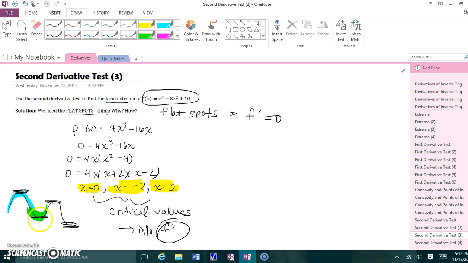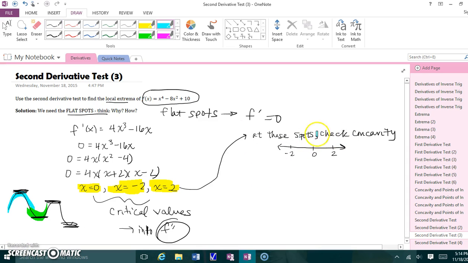If it's concave up, there's a minimum. So that's how the second derivative is going to give us the information. One second. All right, I just wanted to write this little blurb down here. At these spots, we're going to check the concavity. The key here is you're plugging these exact numbers in.